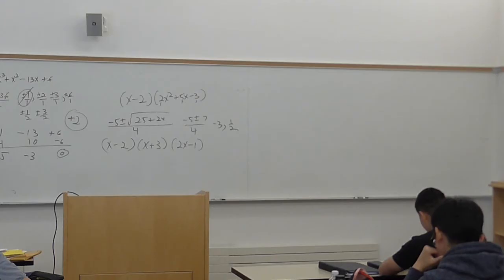So now I know the factors are x plus 3 and 2x minus 1. So that is the rational root theorem, how to use the rational root theorem to find the factors of a polynomial. As I said, you might not have a rational root.